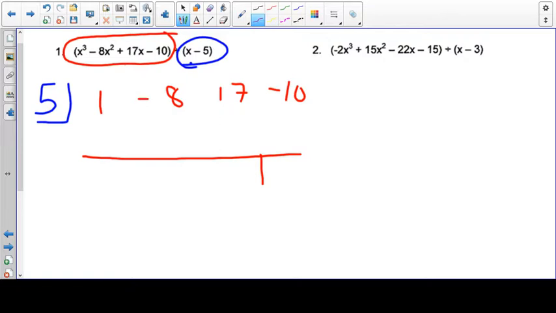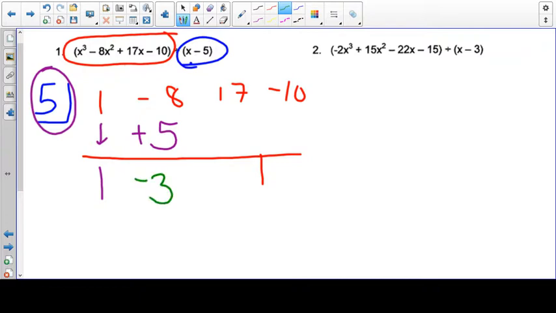So I will forever and always start this by bringing the very first term down. Then I'm going to take that number times whatever is in here. So I have 1 times 5, which will give me 5. And that multiplication I put right under my next term. Next, I'm going to take negative 8 plus 5, which will give me negative 3, which I do right there. Then I'm going to take this negative 3 times 5 again, which is going to give me a positive 15. And I'm going to write that underneath my 17.